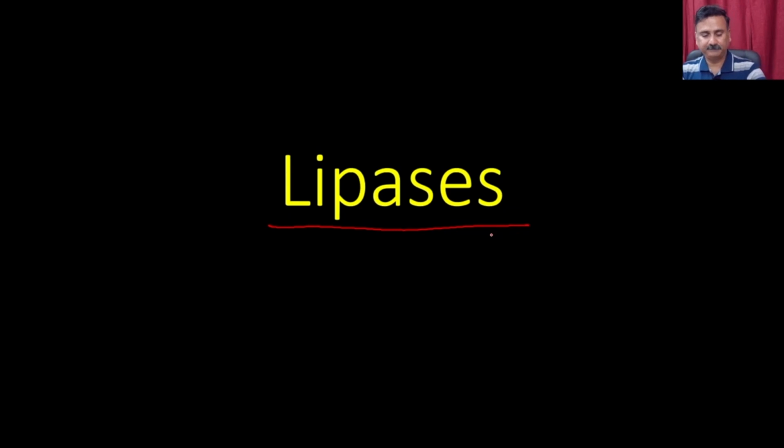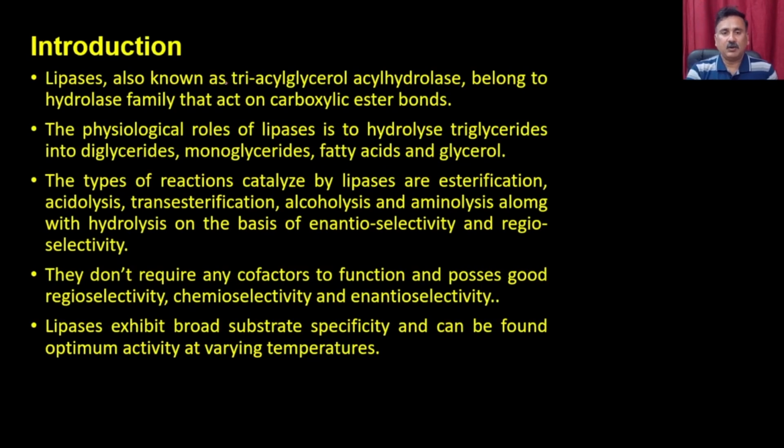Now let's move on to the next enzyme, and the next enzyme is lipases. Lipases are also known as triacylglycerol acyl hydrolases, belonging to the hydrolase family, which act on carboxylic acid ester bonds. The physiological role of lipase is to hydrolyze triglycerides into diglycerides, monoglycerides, fatty acids, and glycerol. The types of reactions catalyzed by lipases are esterification, acidolysis, transesterification, alcoholysis, and aminolysis, along with hydrolysis, on the basis of enantioselectivity and regioselectivity.